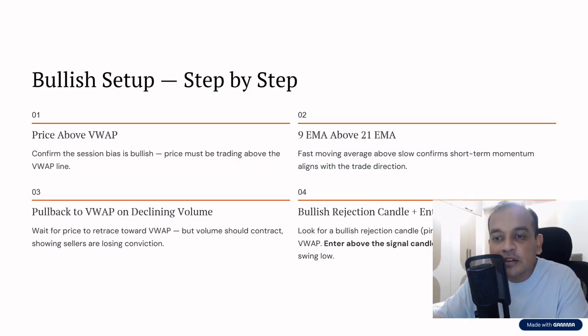Bullish rejection candle plus the entry. Look for a bullish rejection candle, for example, a pin bar or engulfing candle, forming near VWAP, and enter above the signal candle. Now, where should you place the stop loss? Place it just below the VWAP line. Ideally, 1 to 2% of your invested capital. That should be your stop loss.